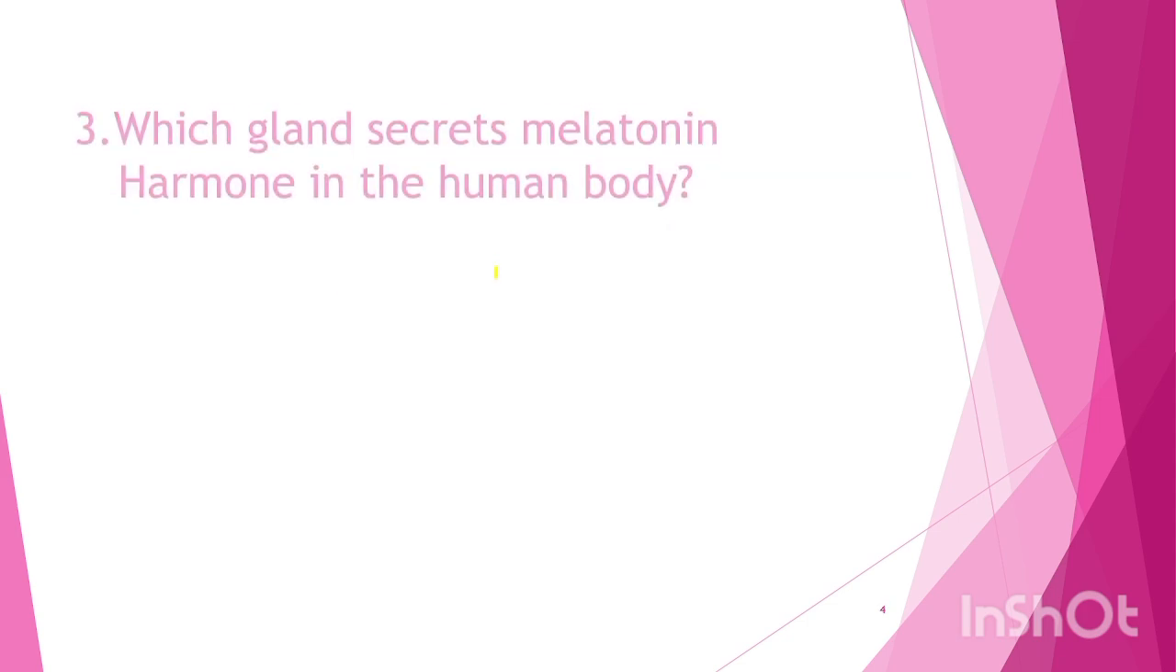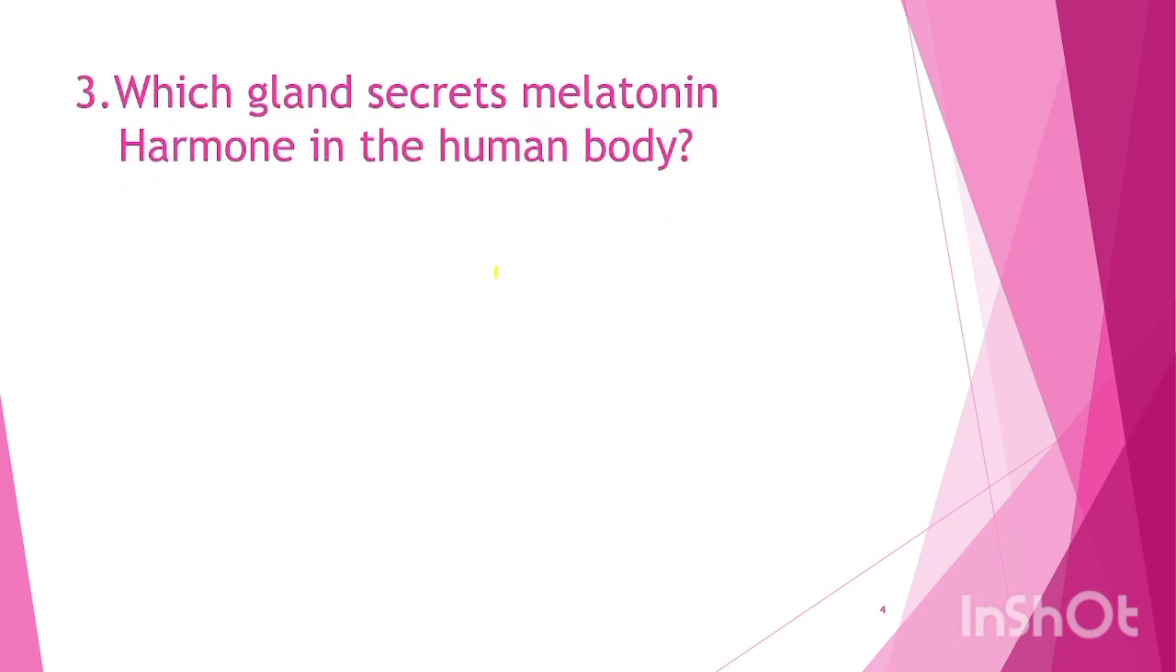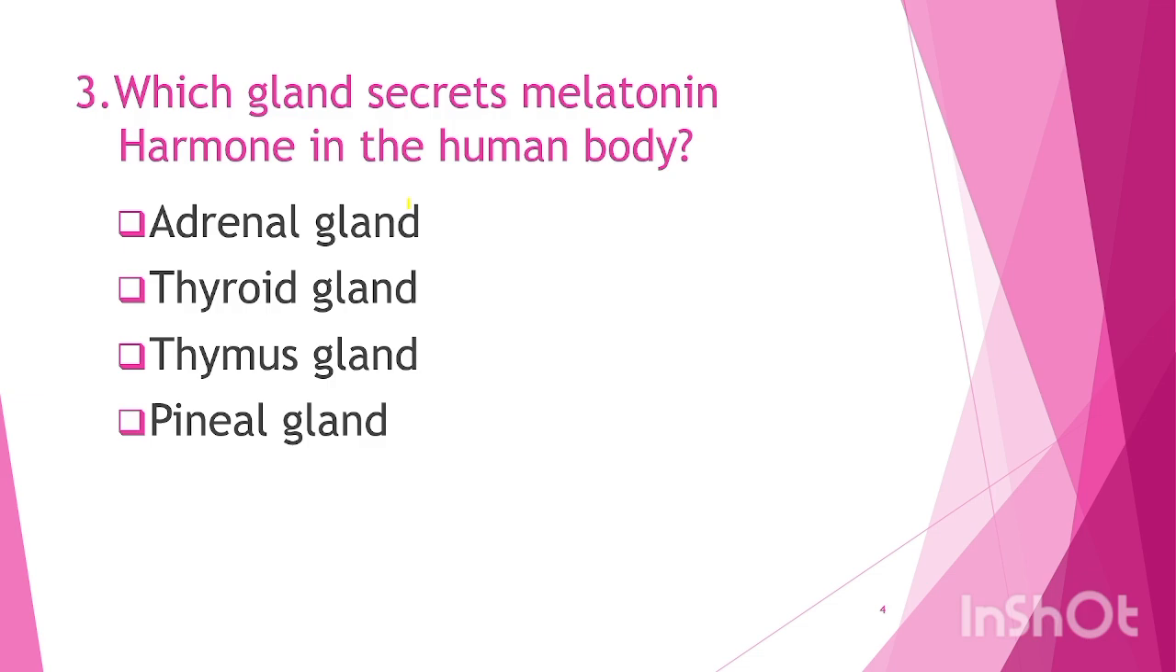And the third one: which gland secretes the melatonin hormone in the human body? The options for this question are adrenal gland, thyroid gland, thymus gland and pineal gland. Melatonin hormone is mostly secreted by the pineal gland in the body.